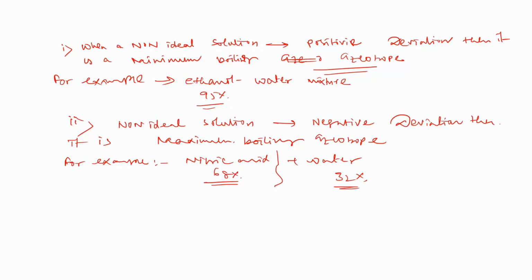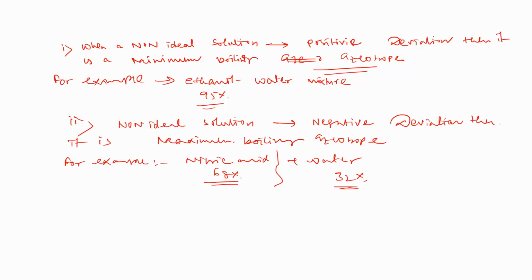And also, when the compositions are like that, it will be a non-ideal solution. For the non-ideal solution, there is the positive deviation, there is the negative deviation, and there is another term, the azeotropes. These azeotropes will be the maximum boiling azeotrope and the minimum boiling azeotrope. So here I will stop the class.